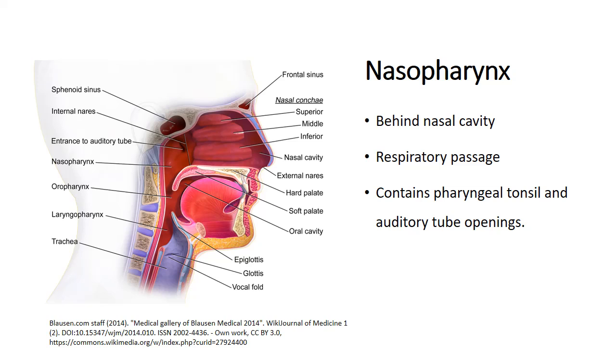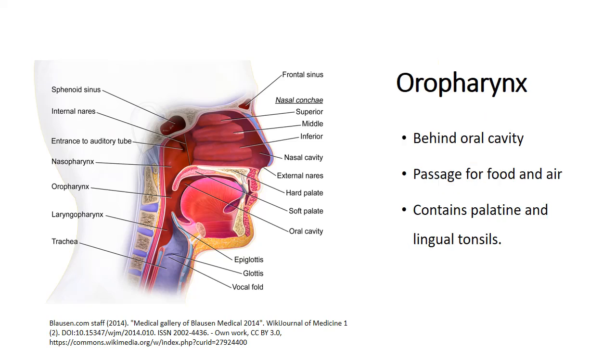So the first division, the nasopharynx, lies directly behind the nasal cavity and extends from the base of the skull to the soft palate. Its primary role is respiration. Important structures found here include the pharyngeal tonsil, commonly called the adenoids, and the openings of the auditory or eustachian tubes, which help equalize pressure within the middle ear.